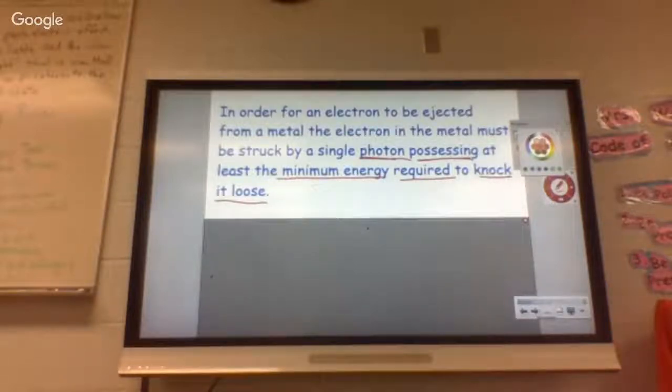But that paragraph summarizes what we just said. In order for an electron to be ejected from a metal, the electron must be struck by a photon. That single particle in that string. All those dots I drew, one dot is a photon. That single photon has to have a what of energy? A minimum quantum. If you have that minimum quantum of energy, you can knock the electron loose. Are you with me? Yes.